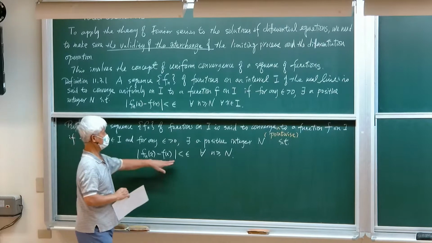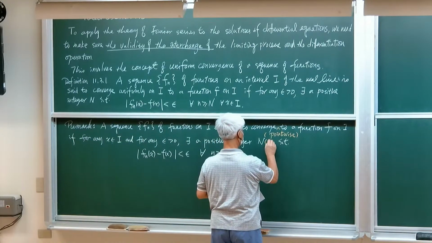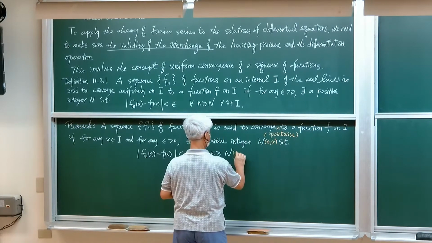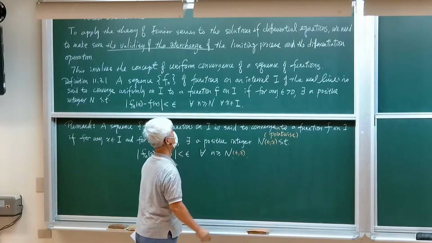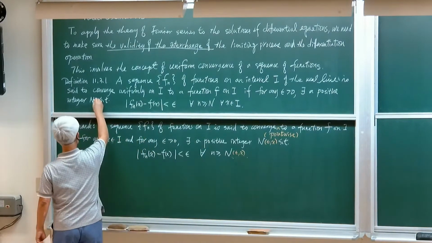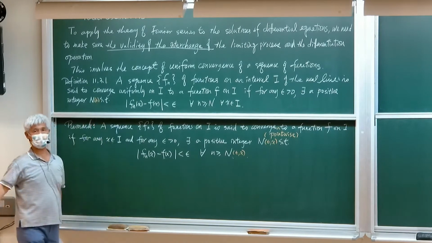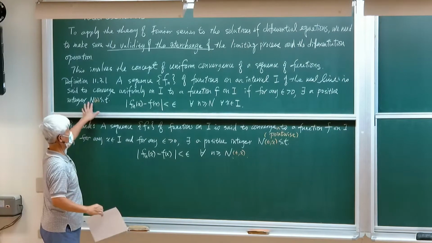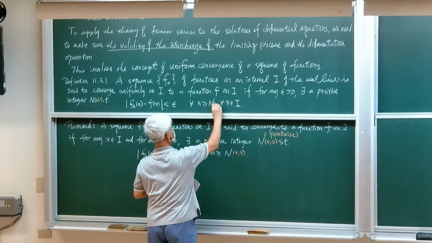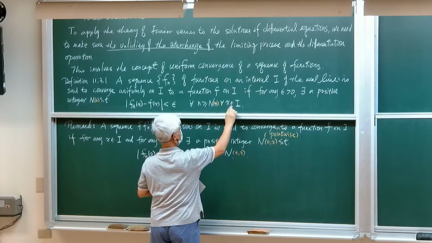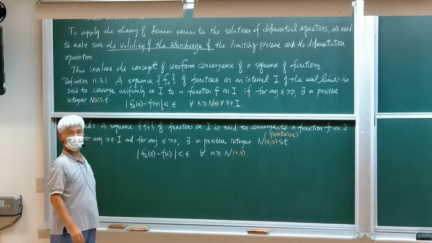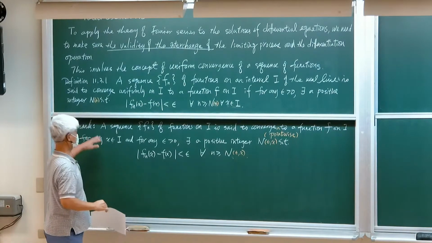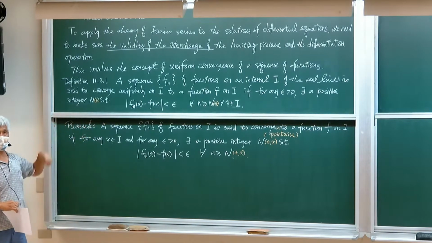And this depends on epsilon as well as x. But here, the N depends only on epsilon. So the same N can be selected for all x in the interval. So this is called uniform convergence. I hope you know the distinction.